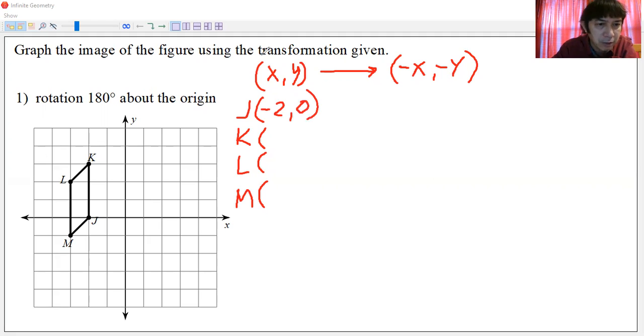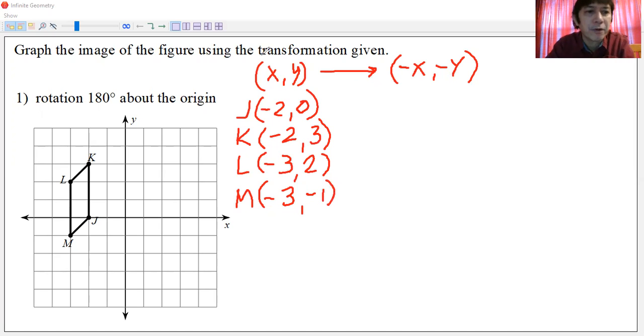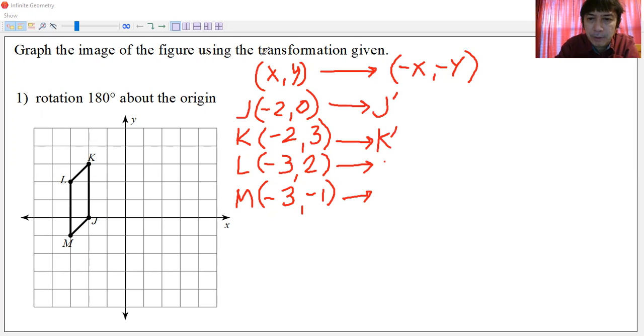0. The K is negative 2, 3. The L is negative 3, positive 2. And point M is at the third quadrant, negative 3, negative 1. There. And so for the points of the image, or the result of the transformation after rotation, we will call the letters J prime, K prime, L prime, and M prime.